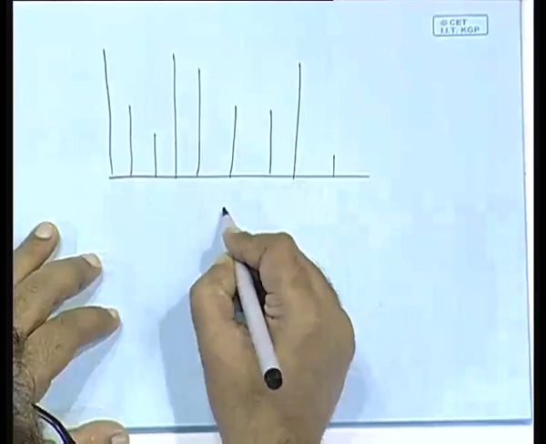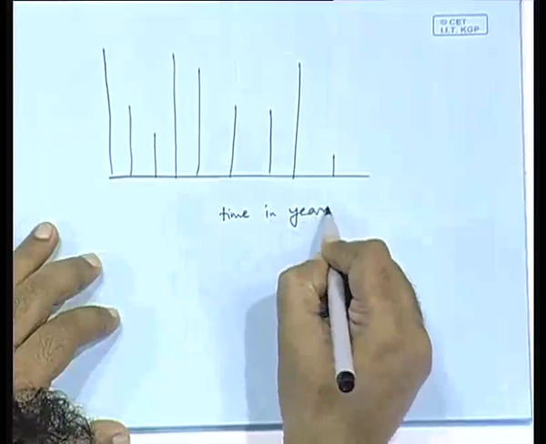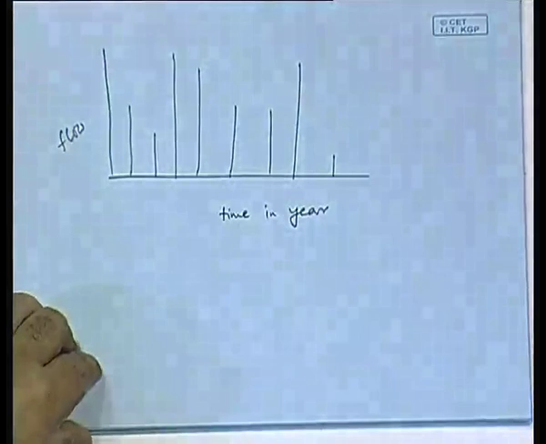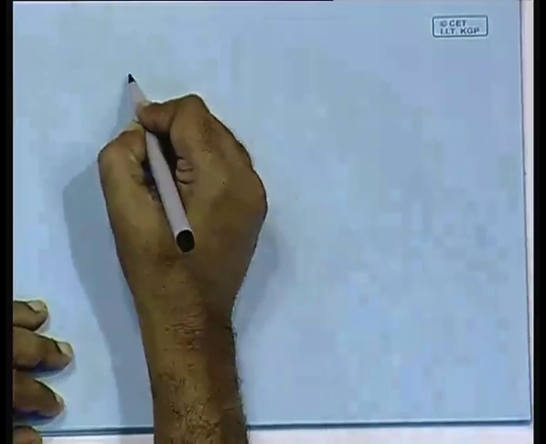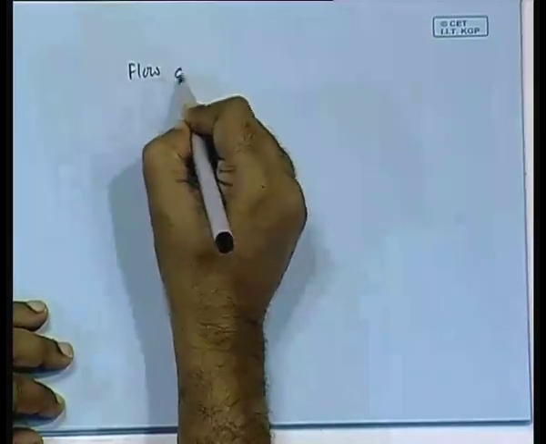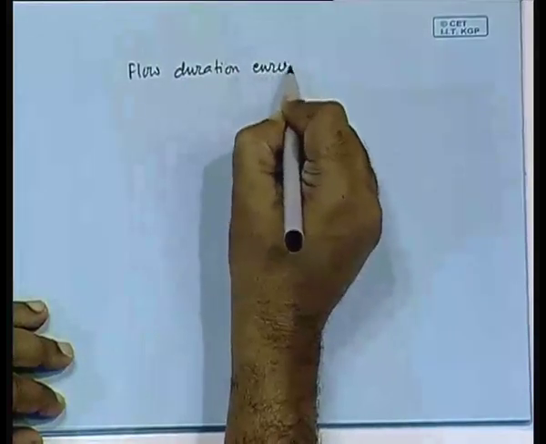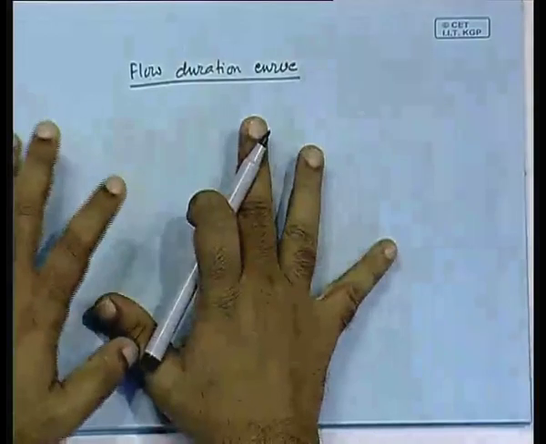So, here is the time within the year and here the flow. Just this data is not very useful. So, what we do is we convert it to what is known as the flow duration curve. Now, what is the flow duration curve? You use the same data, but convert it into a form that is more useful.